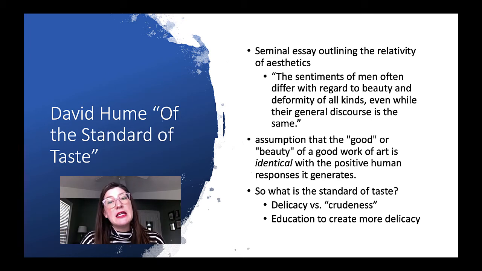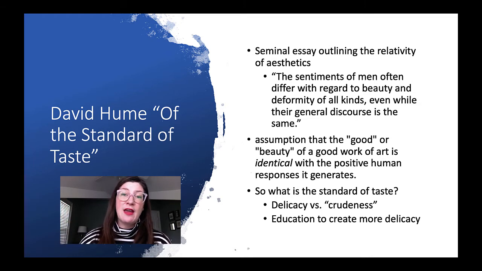It's a seminal piece because he is one of the first people to clearly assert that there is a relativity to aesthetics. Specifically, that people like different things for different reasons. Right, so this quote here, "The sentiments of men often differ with regard to beauty and deformity of all kinds, even when their general discourse is the same." So he's not talking about different cultures prioritizing things differently, but folks of the same location and culture differing in what they like. Particularly, he's referring to literature, but he does sort of reverse engineer this out, saying that what's true for literature applies to all of the finer arts.